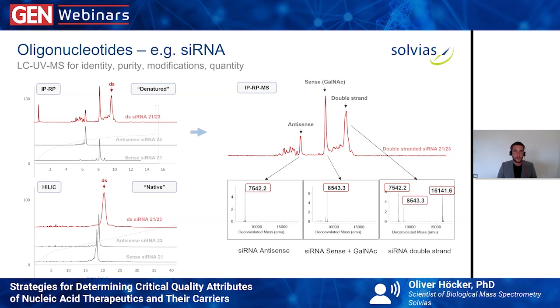Further, we can also fragment them in the mass spec to get information about the sequence to really confirm it's the right identity. Rather than these small peaks that you see around, they are degradation products or side products that can also be identified with mass spectrometry. So overall, we can cover a lot of quality attributes just with LC-MS technology here.